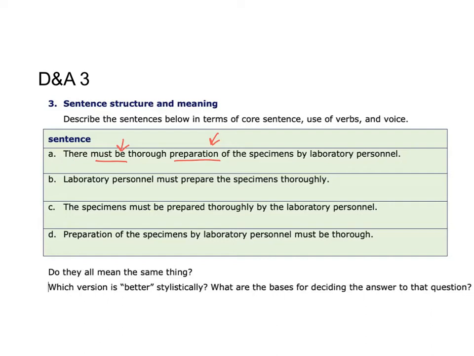Laboratory personnel must prepare the specimens thoroughly. This one is active voice. So we identify our verb, must prepare, and you notice there that there is no to be verb, so you can't have it be passive voice. In addition, the doer of the action, the people preparing, is in the subject position, so it's laboratory personnel. And then the object of the sentence, what they are preparing, is specimens. So here we have subject, we have verb, and we have our object.